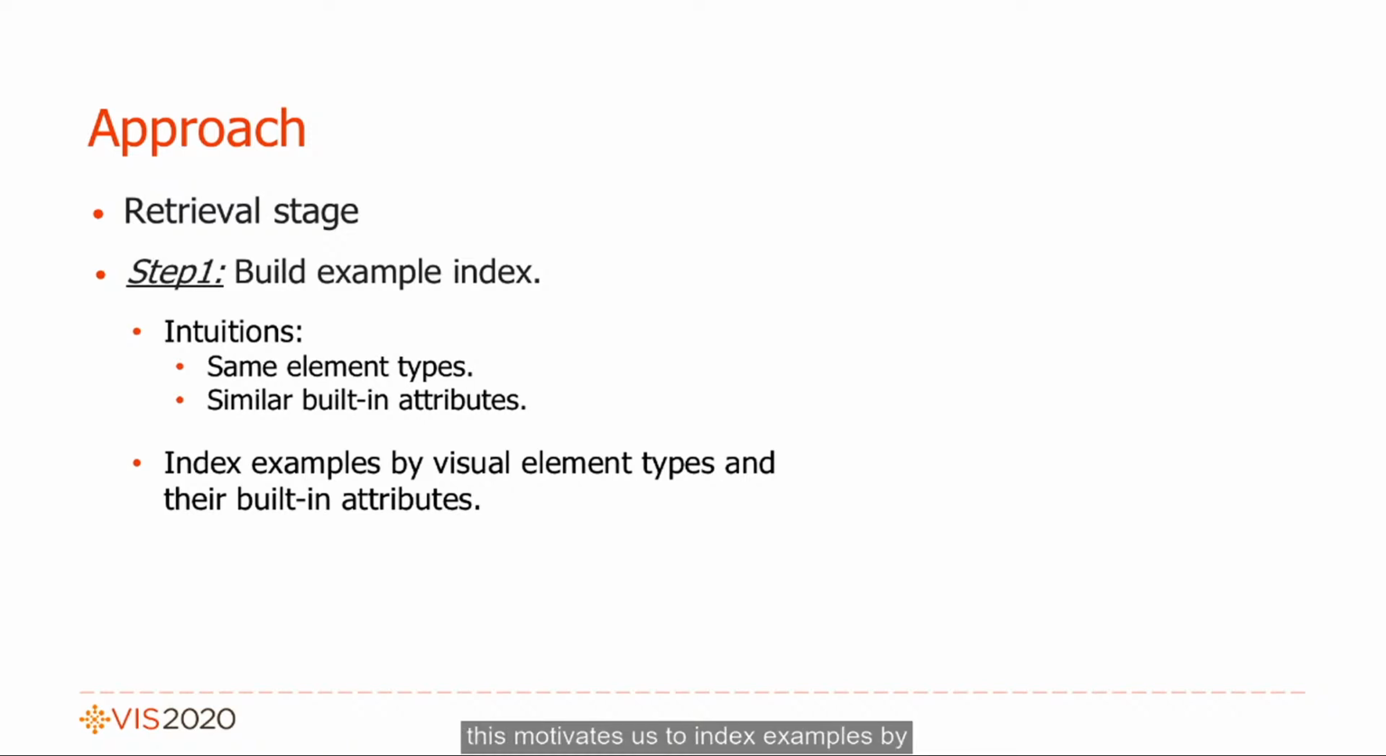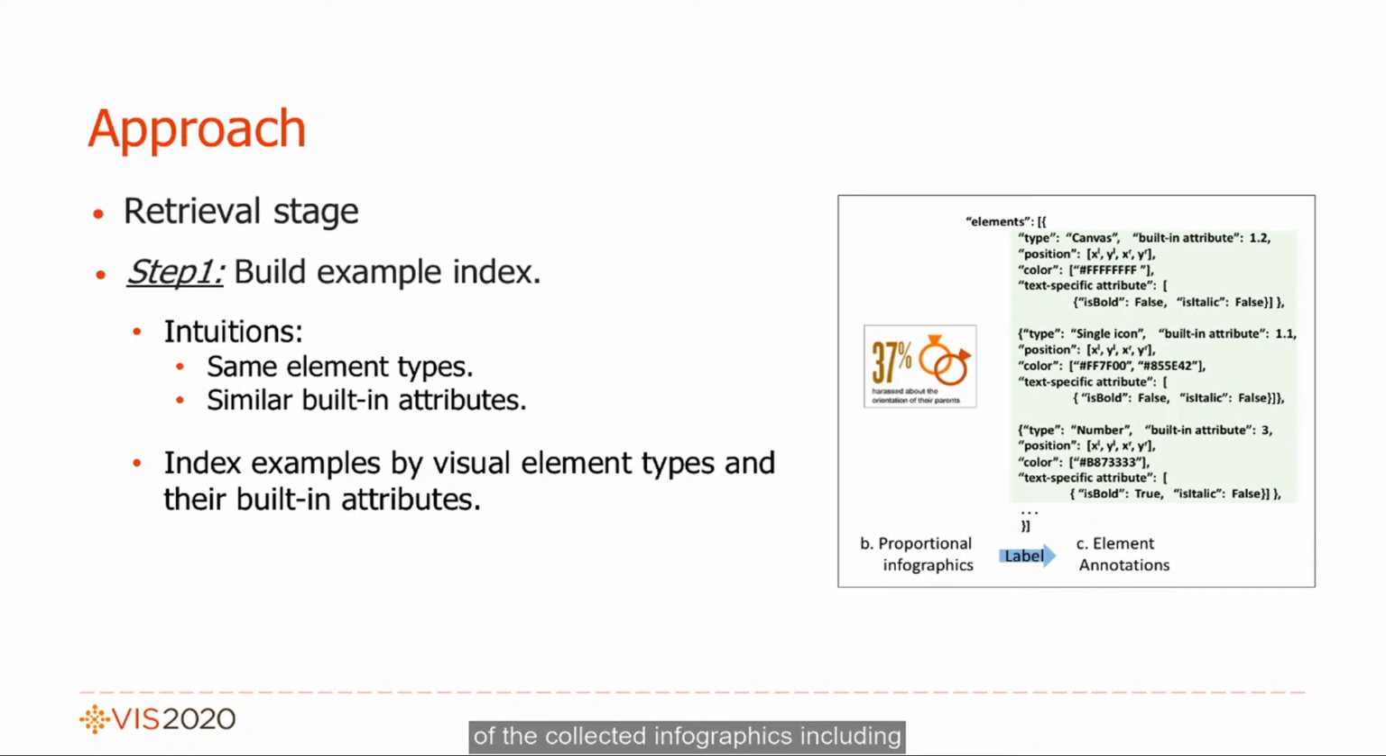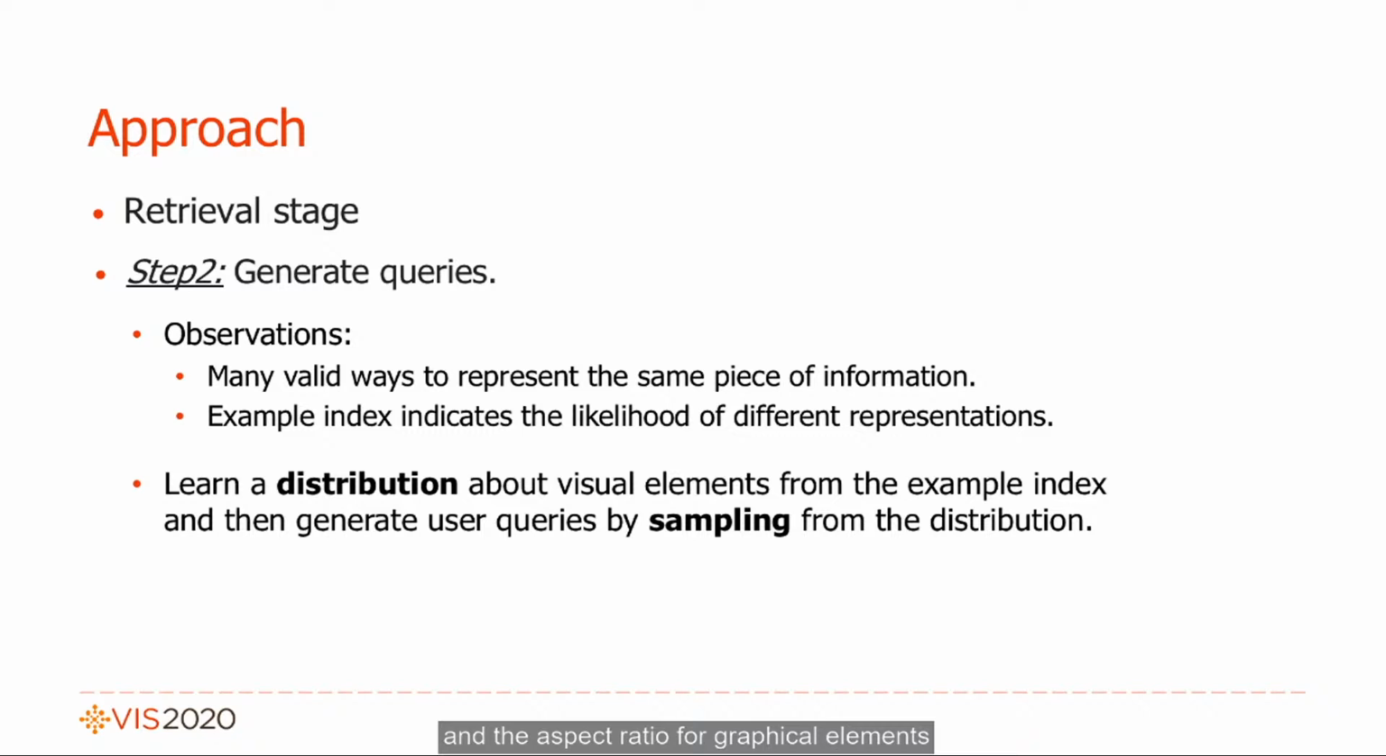This motivates us to index examples by visual element types and their built-in attributes. Specifically, we manually annotate the built-in attributes of the collected infographics, including the number of characters for textual elements and the aspect ratio for graphical elements. As the example index is composed of visual element types and built-in attributes, we need to transform the user input to concrete queries of the same form.